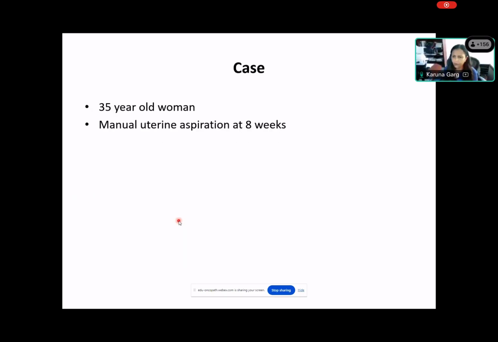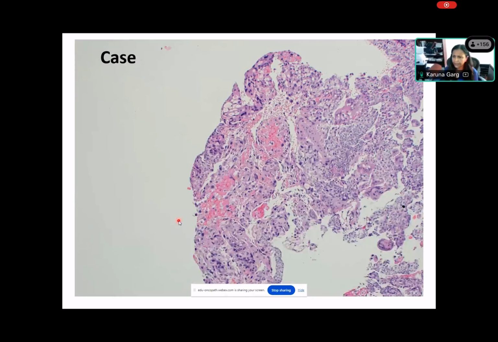You have a 35-year-old woman. She undergoes a uterine aspiration at 8 weeks, and this is what you get. So you get this very exuberant proliferation of trophoblastic cells. You have these mononuclear trophoblastic cells. You have the syncytial trophoblastic cells. You have some hemorrhage, not a lot.